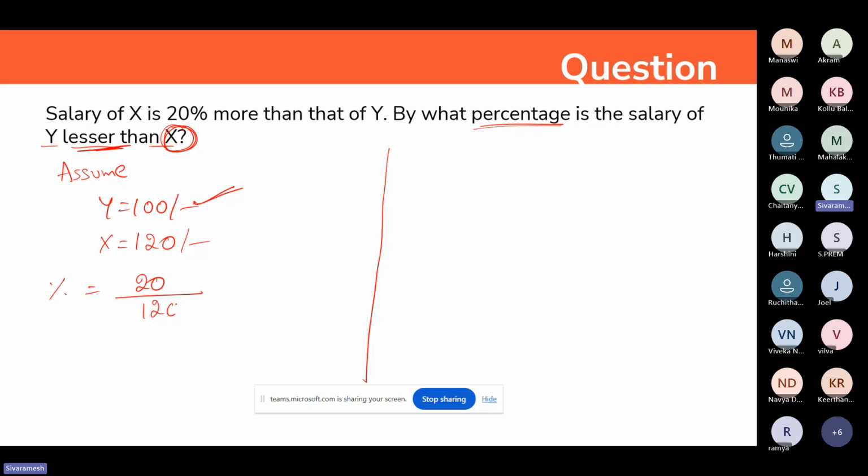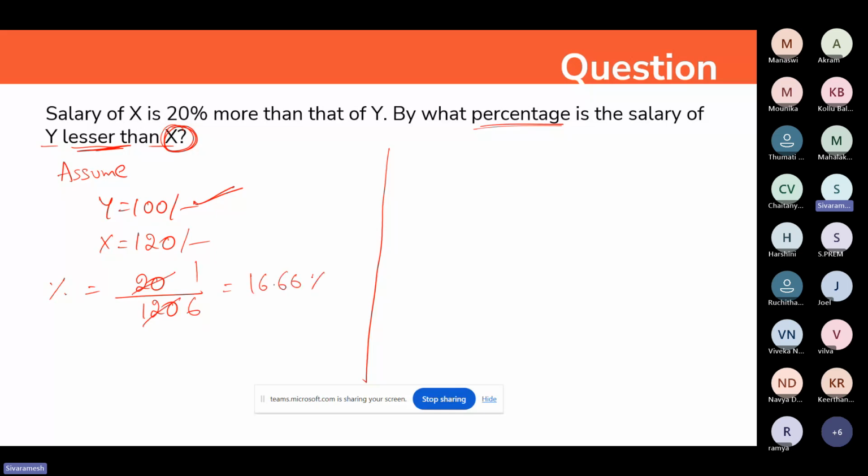Or also you can say that they are comparing Y's salary lesser than X, right? So they're comparing Y's salary with X. In the denominator, always, the value that they are comparing with, we have to mention in the denominator. So 20 by 120: 20 ones are 20, 20 sixes are 120. So 1 by 6 means 16.66%, we can say. Okay, this is one way of solving.